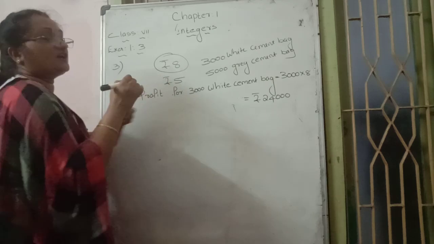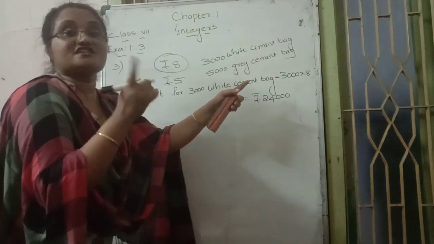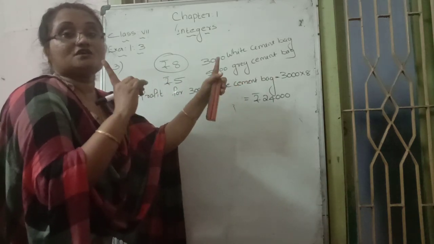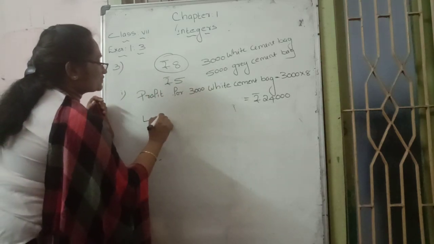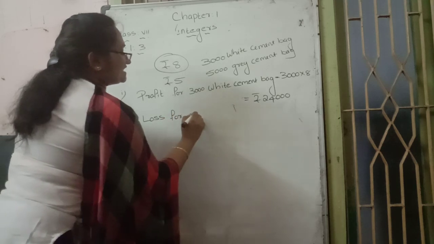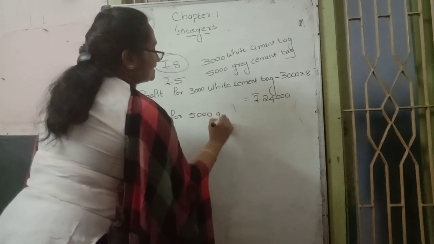Same way we want to find the loss case. Grey cement selling time, the company gets a loss only. They are telling like that. So loss for 5,000 grey cement bags.